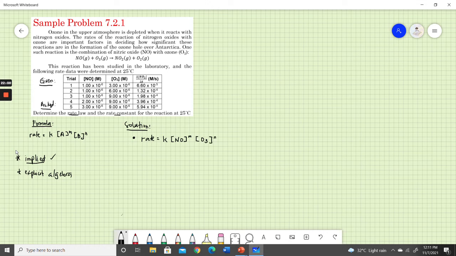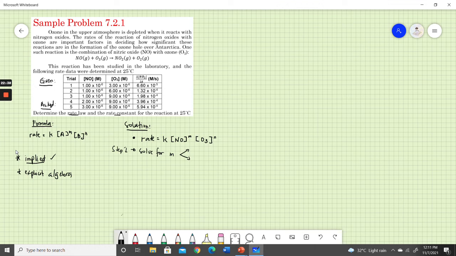This is what your rate law should look like. Pero hindi pa tayo tapos kasi kailangan natin i-solve yung M, kailangan natin i-solve yung N, and kailangan natin i-solve yung K. So we begin with step 1. We have to solve for M. When you are dealing with M, you are dealing with a certain reactant, some reactant raised to M.